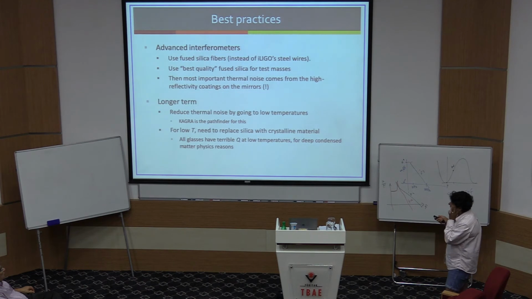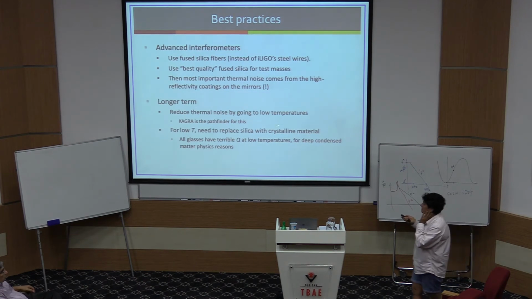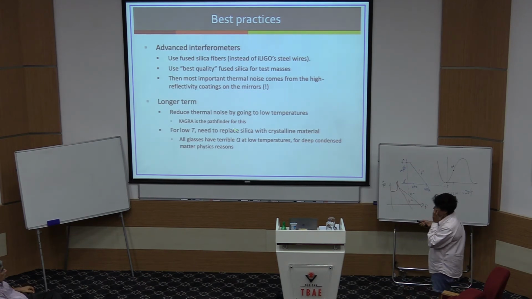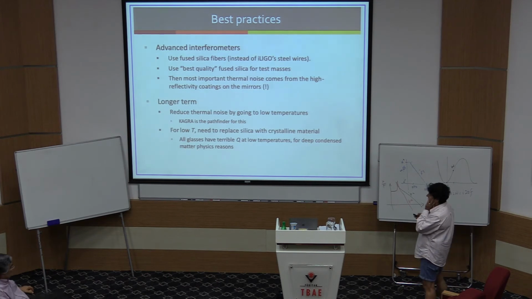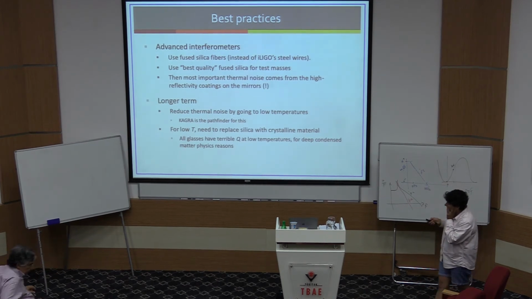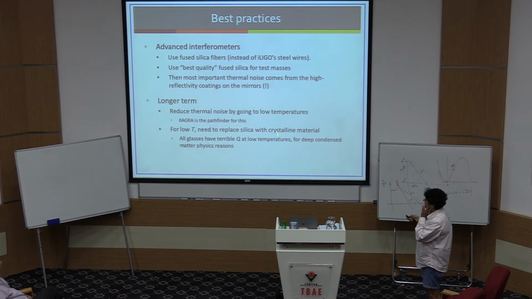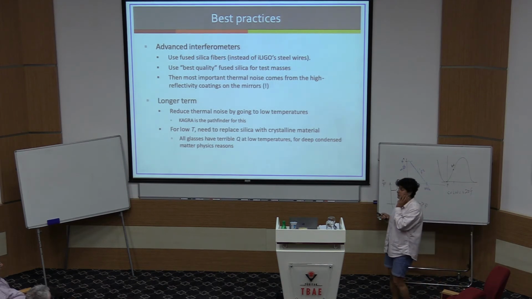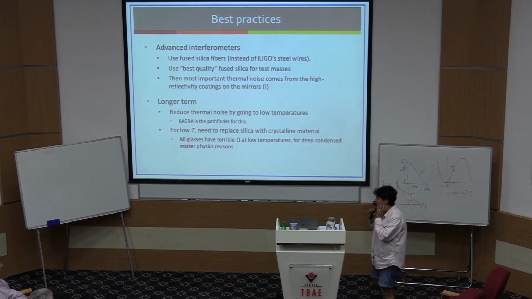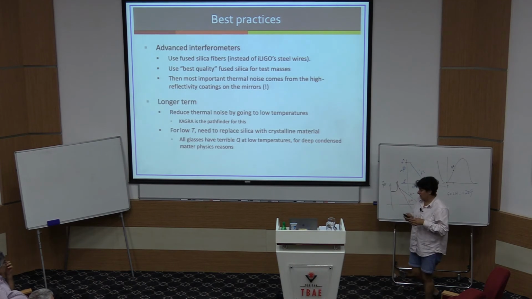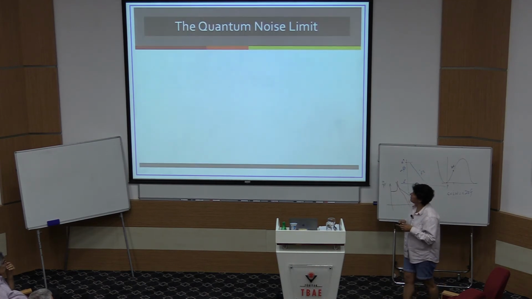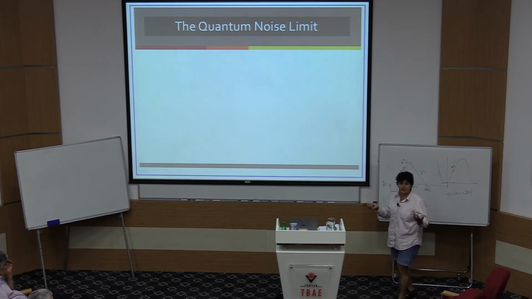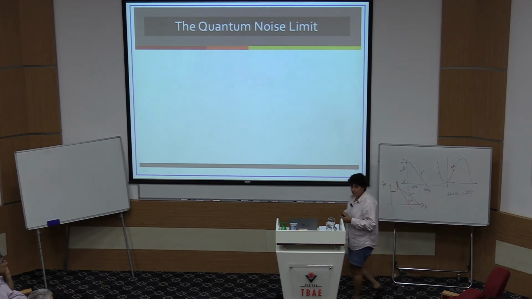So longer term, we obviously will also have to go to lower temperatures, and the Japanese detector KAGRA is already doing that. And then, of course, I think I already said this in as many words, as we go to lower temperature, we can no longer use fused silica. We'll have to go to some crystalline material, because these glassy materials, their Qs go crazy. So this brings me to the end of this lecture and the beginning of what will be the next one. And so, questions?